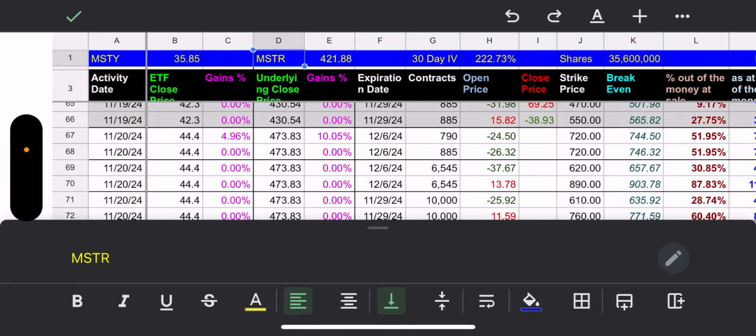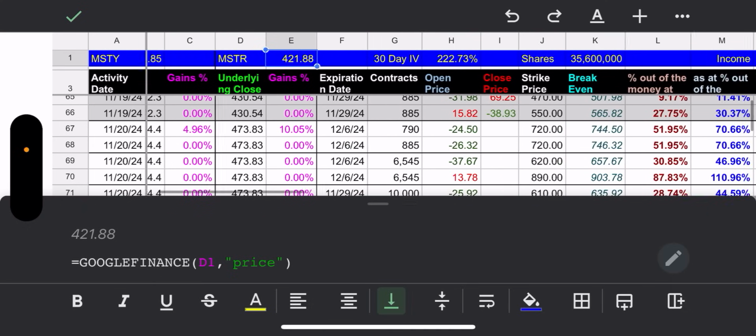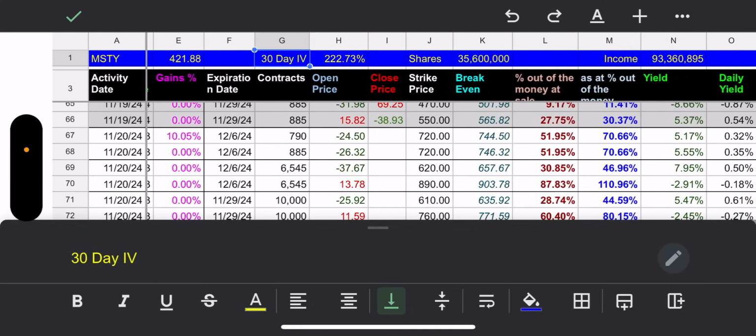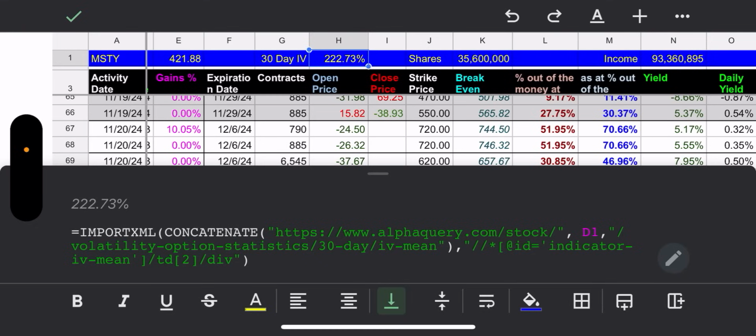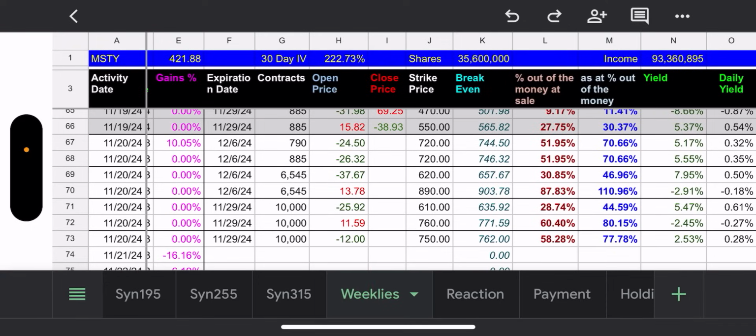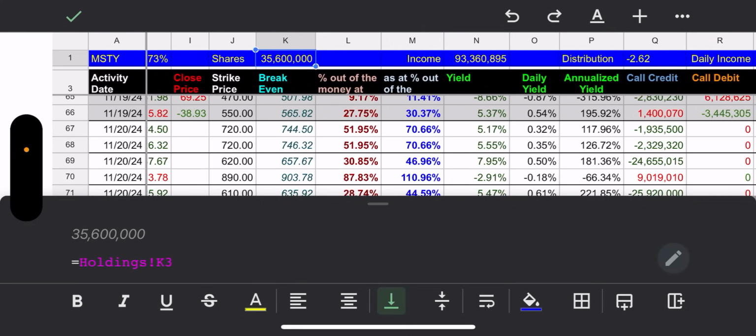And then you have the underlying ticker and then the underlying price formula. So, nothing complicated there. 30-day IV, this is a formula as well. People always ask me what's the formula. This is the one I use. It pulls from alphaquery.com. And then obviously it's pulling from cell D1. Cell D1 is MSTR. It's not getting me the IV of Misty. It's getting me the IV of the underlying of Misty, which is MSTR. And you can see the 30-day implied volatility, okay? And then obviously it's very high. It's 222%.